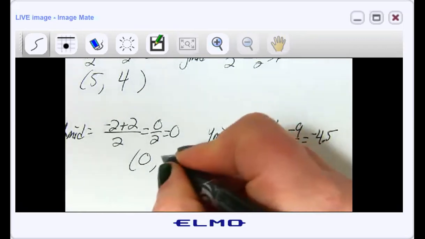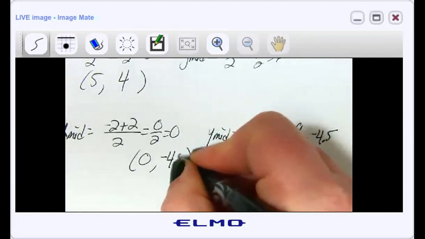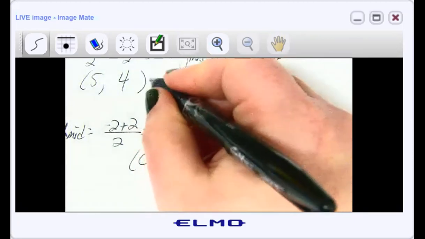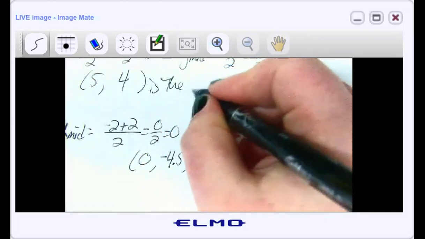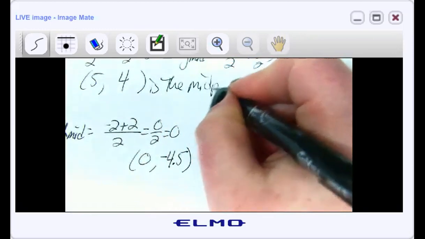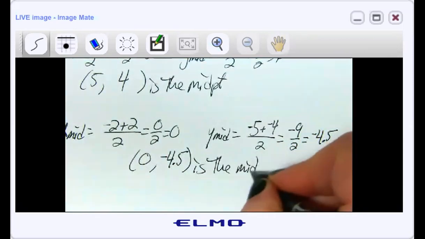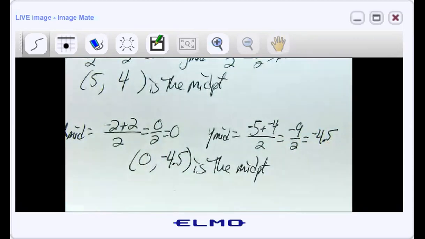That's it. So this one just so happens to be at (0, -4.5). I'll just add that, these are my answers. So when you're looking back at this later, you know that we finished once we found that midpoint.